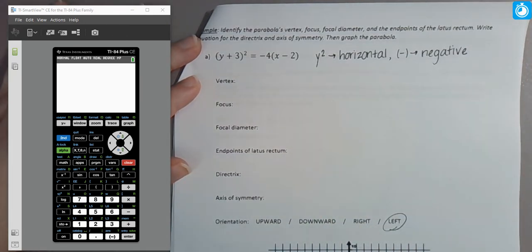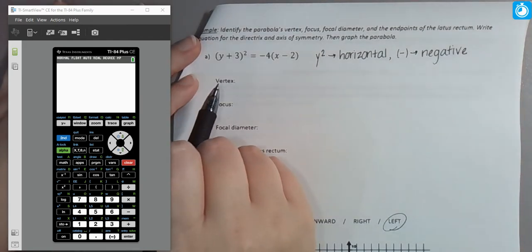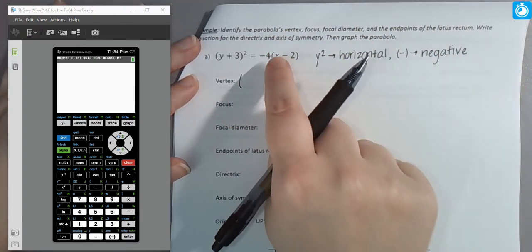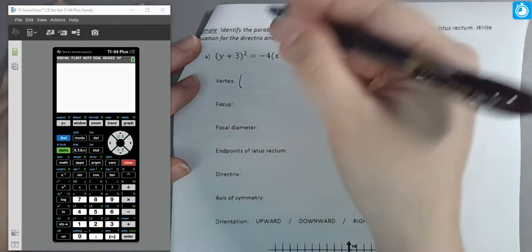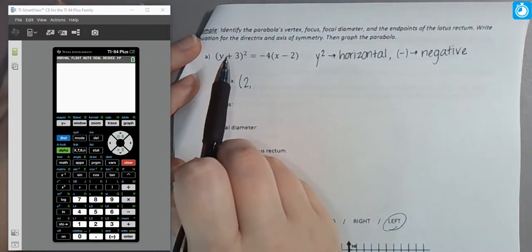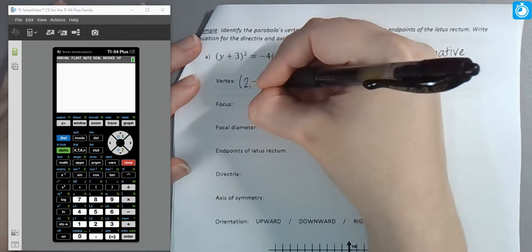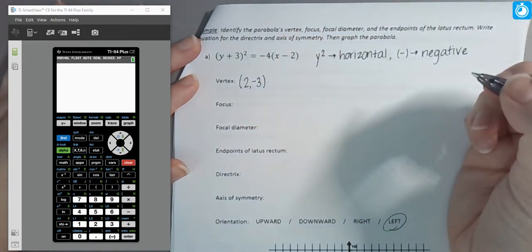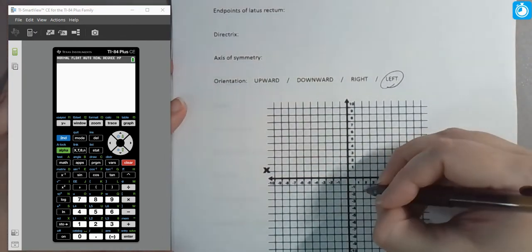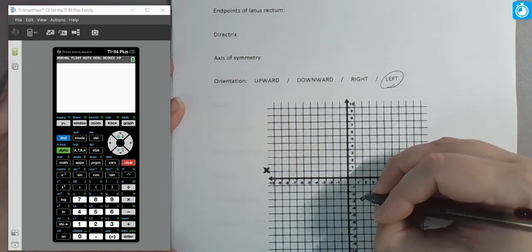So once we find the vertex, the focus is going to be to the left of that, the directrix is going to be to the right of that. Well, what is our vertex? Let's make that determination. So how has x been adjusted? How has y been adjusted? So x minus 2 means we have an x coordinate of 2, and y plus 3 means we have a y coordinate of -3. So our vertex is at 2, -3.